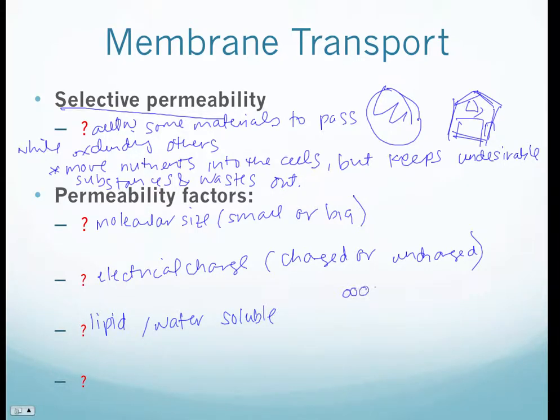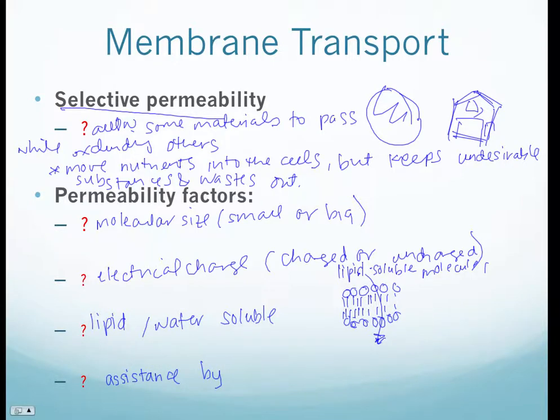Okay, and so anytime you see that phospholipid bilayer, because this middle part is composed of lipid, what will enter into the cell very easily are lipid soluble molecules. Proteins and charged species will typically need to be carried in. Okay, and then finally, things can come in if they are assisted by some sort of protein membrane carrier.